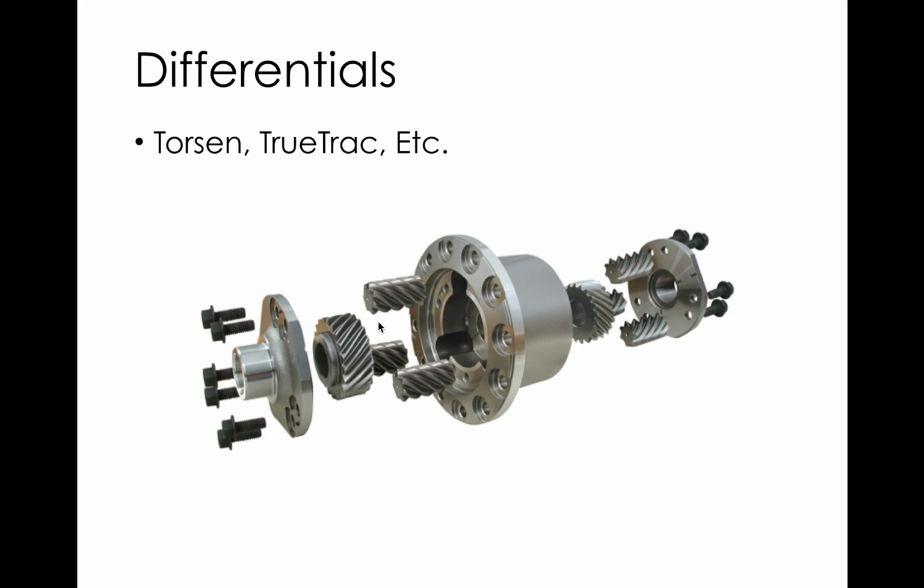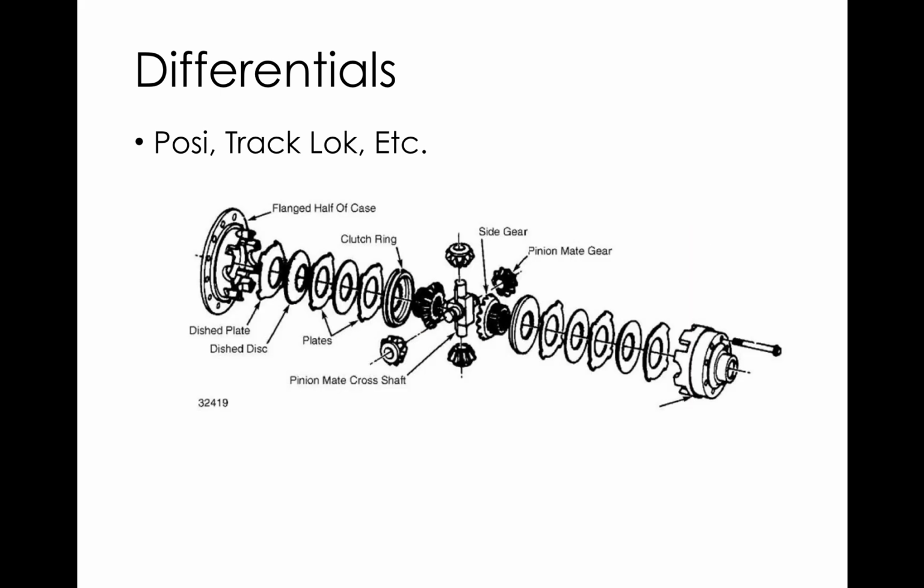That's what the Formula Electric team did. The first couple years at Raw, they used this style of differential because they didn't have good drivers, because they had people that had never driven before, and it's just the simplest, most basic kind of differential that works well. Posi-traction, track lock, etc.